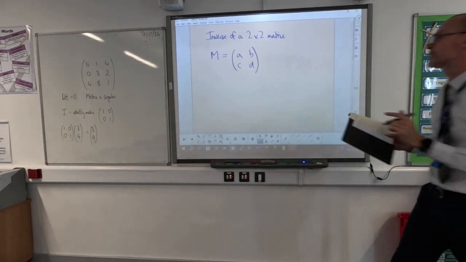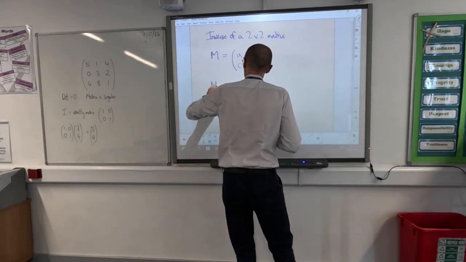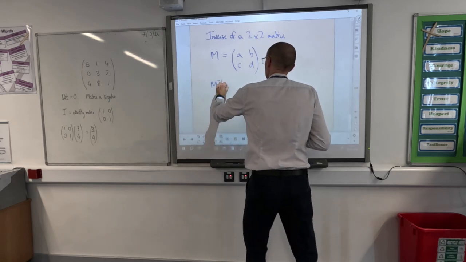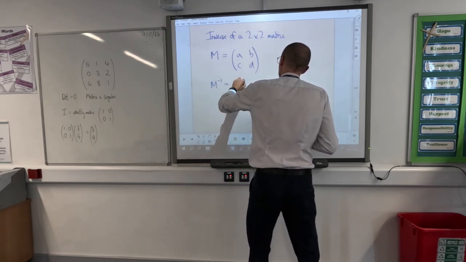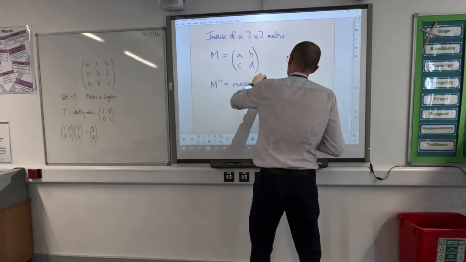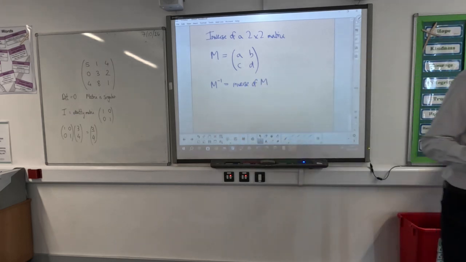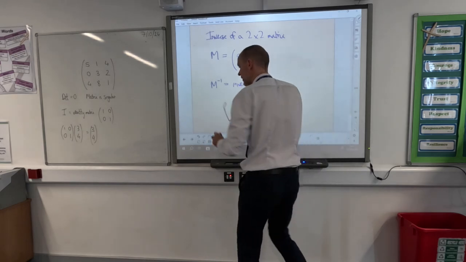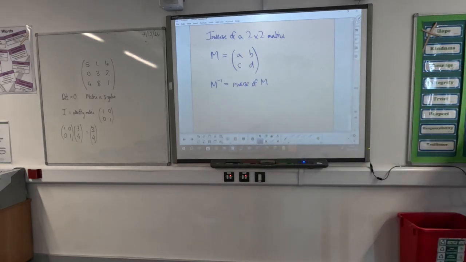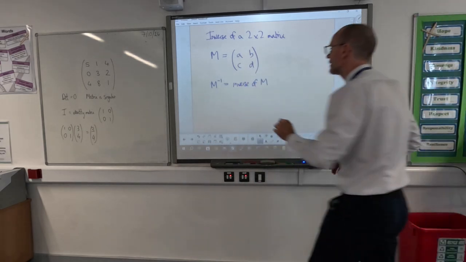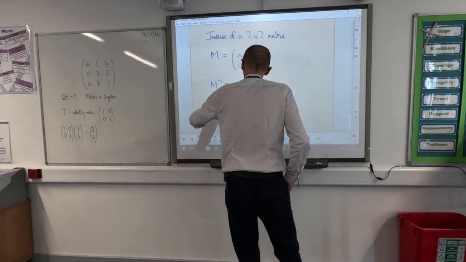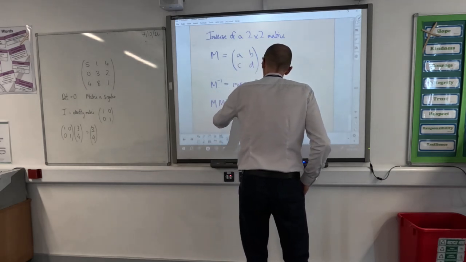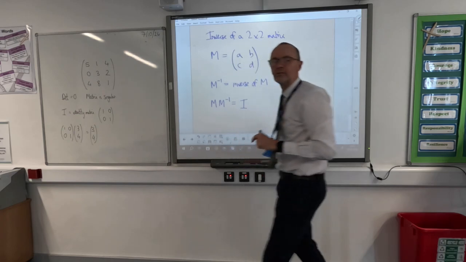Then the inverse of that matrix is signified by the notation M to the minus 1. That's, for a change, what we perhaps would expect. We used that notation when we were talking about functions at GCSE. And the inverse of a function is such that, if you take M and multiply it by its inverse, you get the identity matrix.